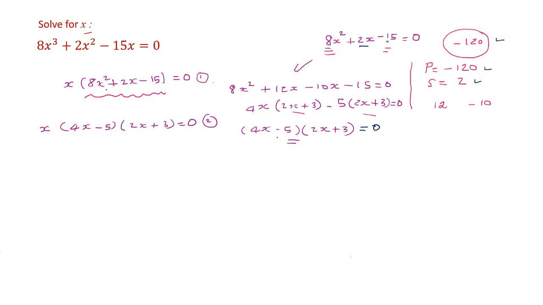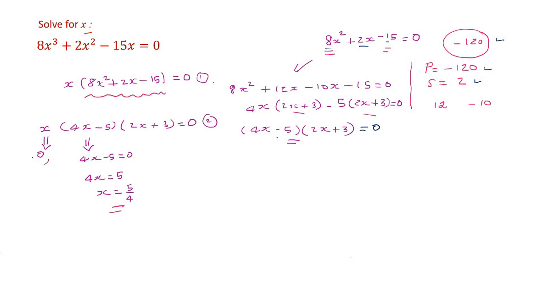After factorizing, x as it is, and this 8x squared plus 2x minus 15 is written as 4x minus 5 into 2x plus 3 is equal to 0. Here x can be 0, 4x minus 5 can be 0, 2x plus 3 can be 0. So one solution is straight away x is 0. The second one, 4x minus 5 is 0. That means 4x is equal to 5, x is equal to 5 by 4.